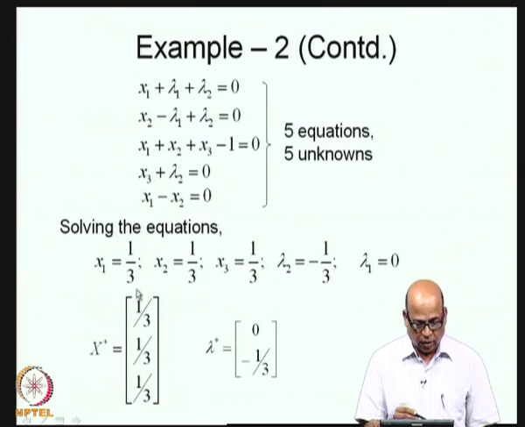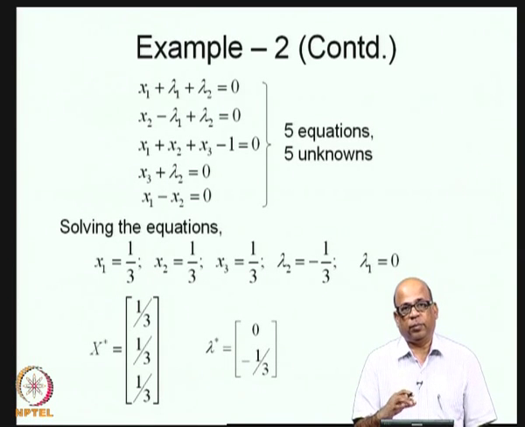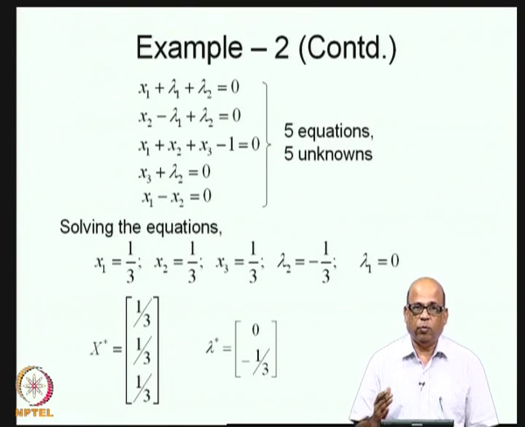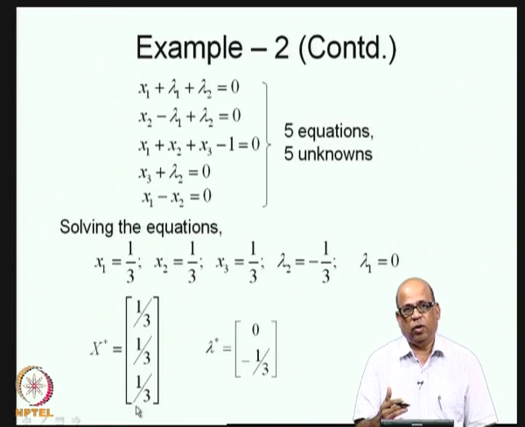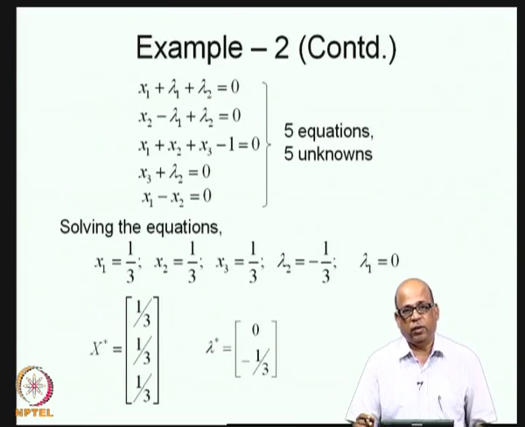So, you get x star as 1 by 3, 1 by 3, 1 by 3, this is a vector, and lambda star, which is lambda 1 and lambda 2, is 0 and minus 1 by 3. So, this is how you get the stationary points where the necessary conditions are satisfied. Now, we need to examine whether the stationary point that we obtained in fact corresponds to a maximum or a minimum value, for which we have to look at the sufficiency condition.